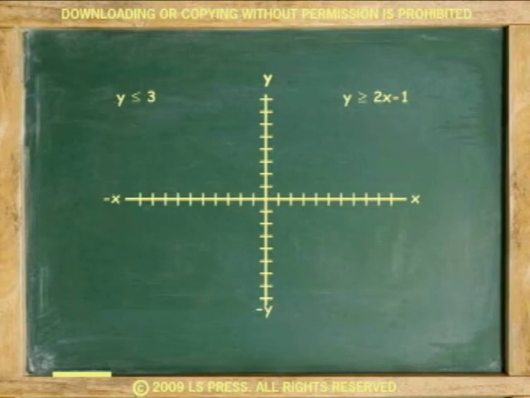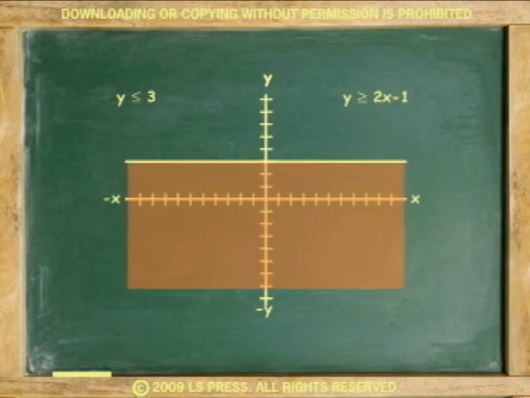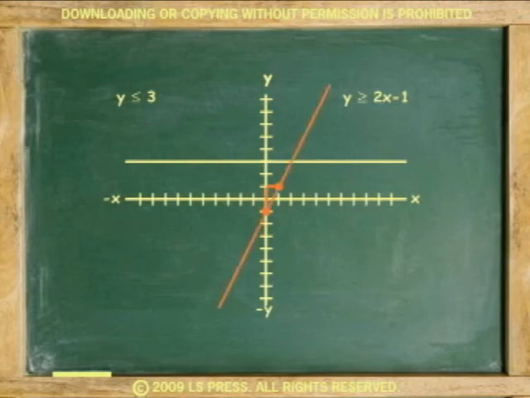Another example. Find the solution region for y is less than or equal to 3 and y is greater than or equal to 2x minus 1. The first line is horizontal at 3 and the solution region goes down. And the second line crosses at negative 1 and has a slope of 2, up 2 and to the right 1. And the solution region goes up. Because lines are less than or equal to and greater than or equal to, solid lines apply. This region is the answer.